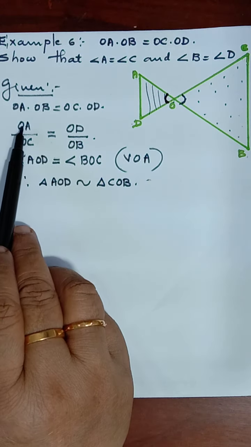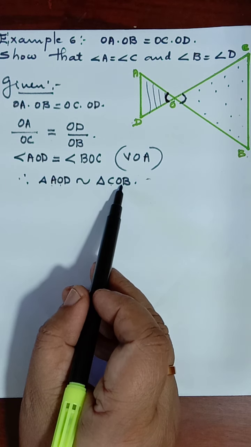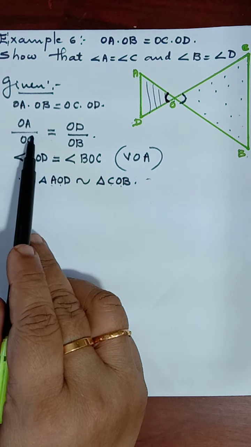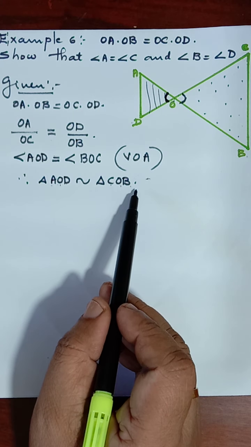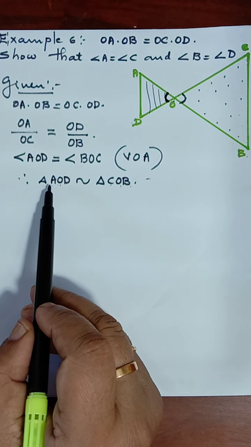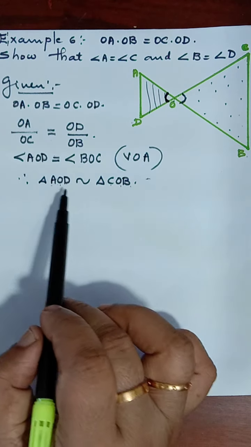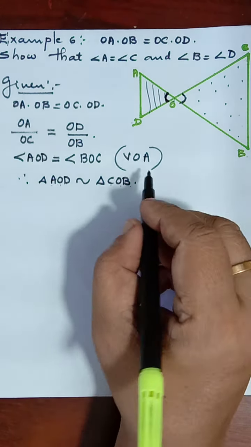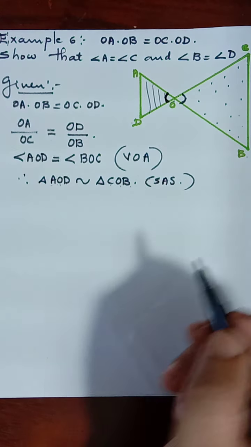Okay. Reason is OA by OC or AO by CO, OD by OB. So see the proportionality, and also angle AOD equal to angle COB. These things you have to check when you write this similarity criterion. So we call it the SAS similarity criterion.